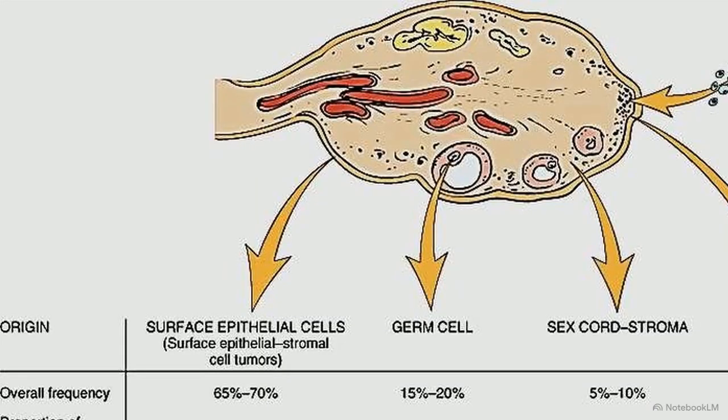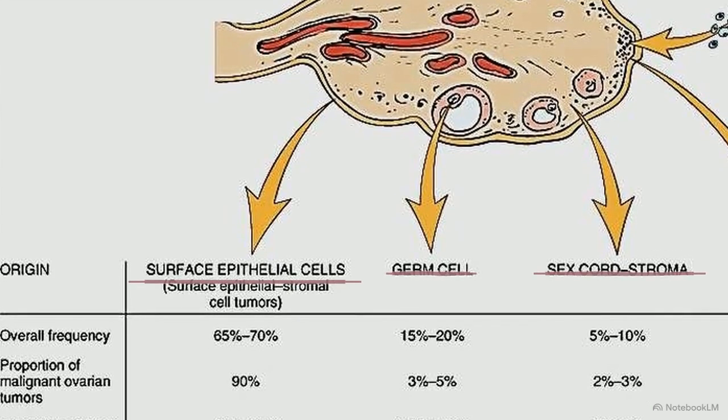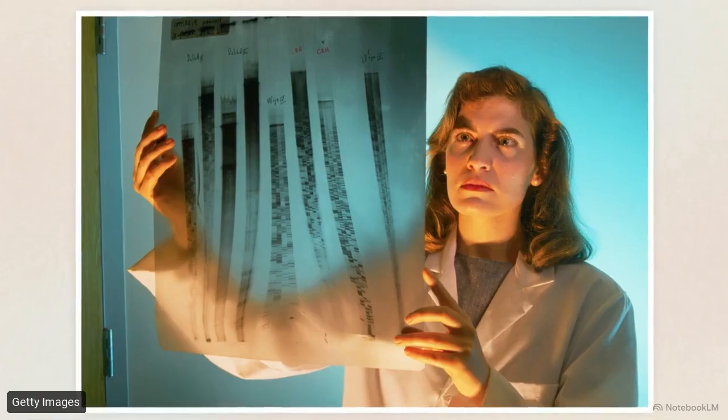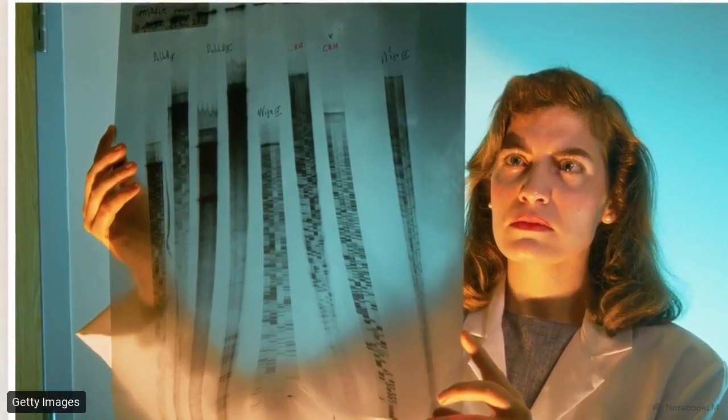Depending on where the initial mutation occurs, a neoplasm can originate from the surface epithelium, the germ cells, or the sex cord stromal cells. To accurately predict clinical behavior, researchers must map these tumors against their cellular origins, a process that requires adapting to new evidence regarding where these cancers truly begin.